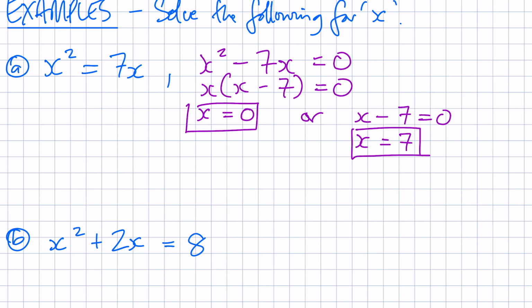Does it currently equal 0? How do I make it equal 0? Someone other than you. Someone else. Plus 8. Minus 8. x squared plus 2x minus 8 equals 0. Is common factors going to work? No, because 8 doesn't have an x in it.